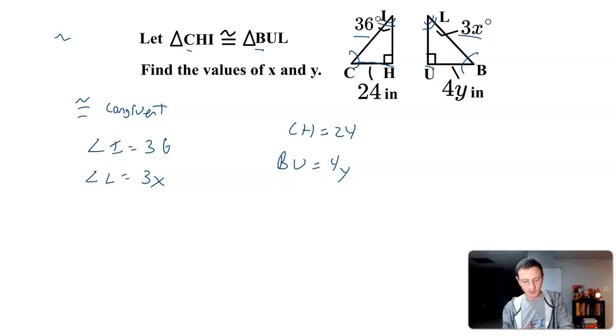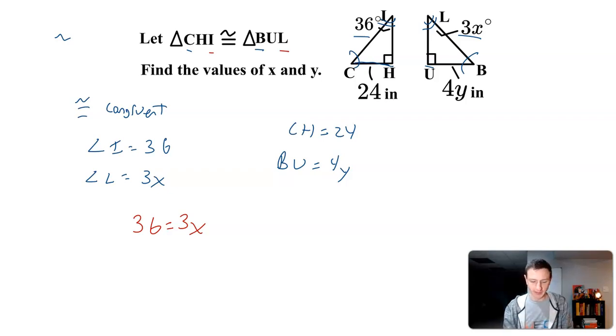Since angle I and angle L are congruent, just like how we talked about at the congruence statements, angle I is congruent to angle L, just based off of the triangle. That means that we could set 36 equal to 3x, because angle I is equal to angle L. So we could set those two statements equal to one another.